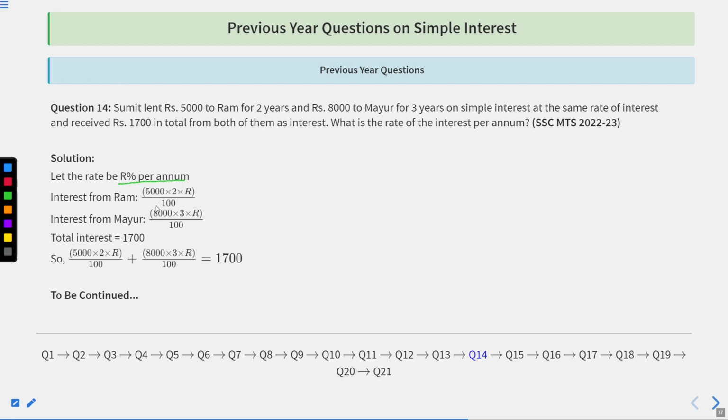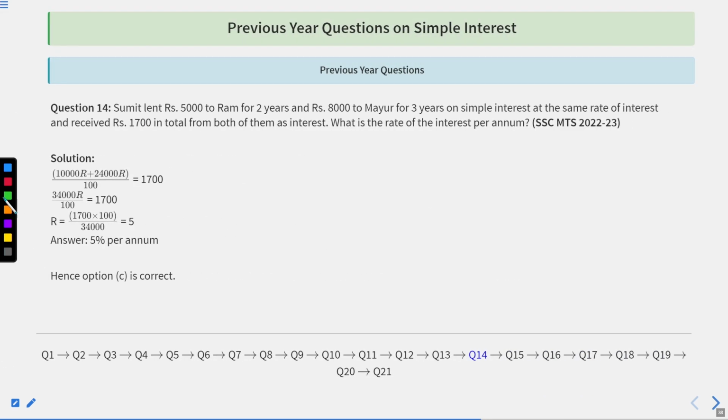So the interest of Ram will be 5,000 into 2, that is time, into R rate upon 100. And the interest of Mayur will be 8,000 into 3 into R upon 100. And the total interest is 1,700. So the total interest earned by Ram and Mayur is 1,700. So this interest plus this interest is going to be 1,700.